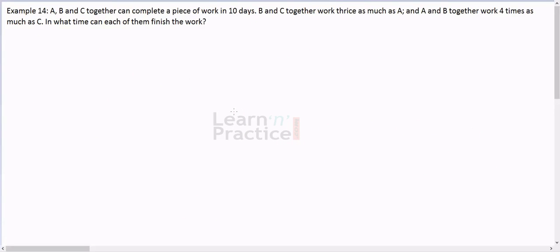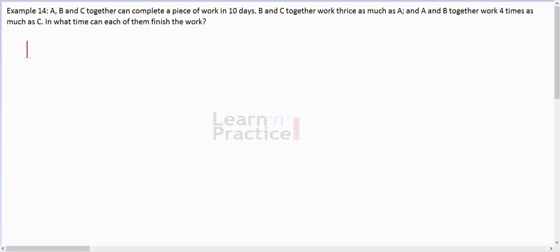Now let's move to the next question, question number 14. A, B and C together can complete a piece of work in 10 days. B and C together can work thrice as much as A, and A and B together work 4 times as much as C. In what time can each of them finish the work?